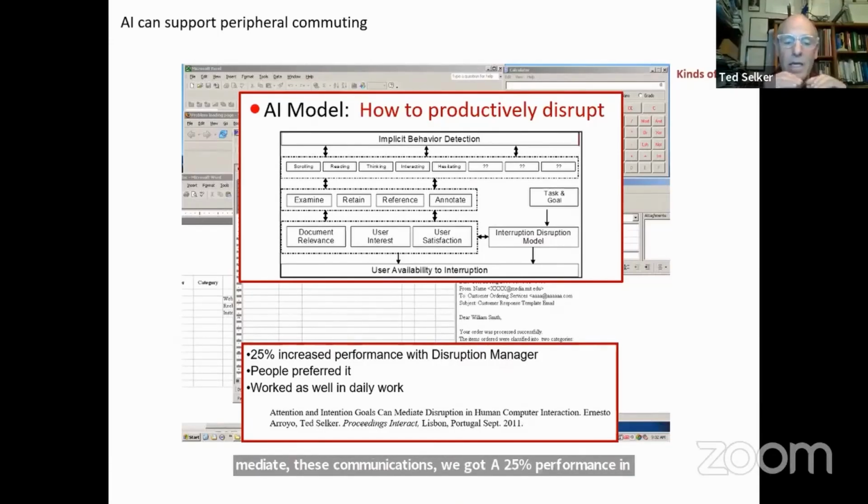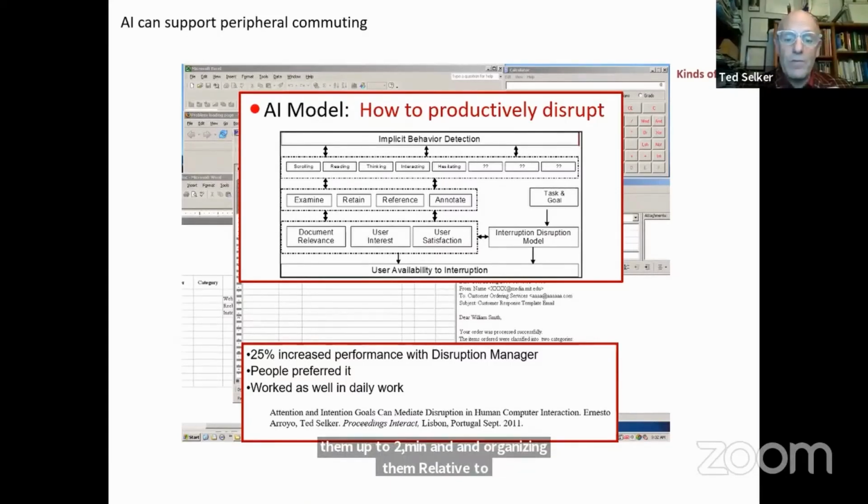Let me explain what I mean. We had a model of disruption. If a message comes in and it's about the thing you're doing right now, it comes right through. If you're busy typing or talking to somebody, it might be delayed. If it is similar to another message that's being delayed, it might be grouped with that one. If it is higher priority than one that's being waited on, it might go forward. So just by automatically delaying them up to 2 minutes and organizing them relative to the tasks you were working on, we were able to make an AI system that could increase your performance.